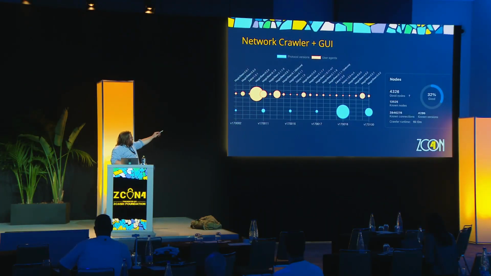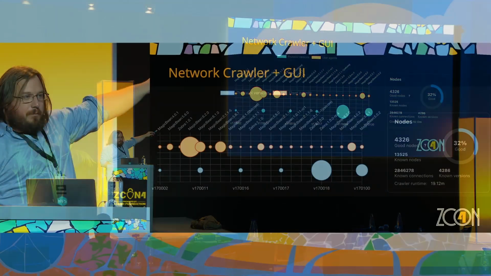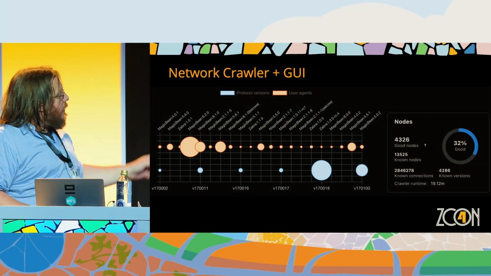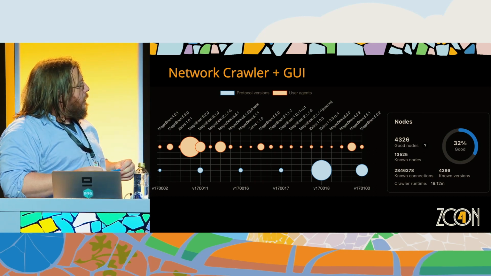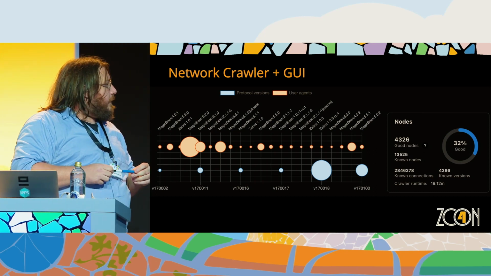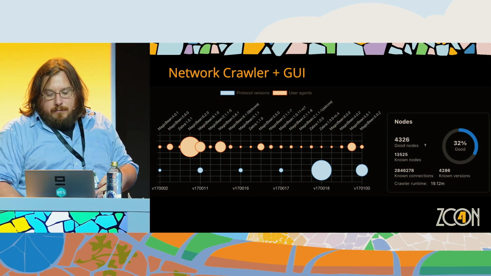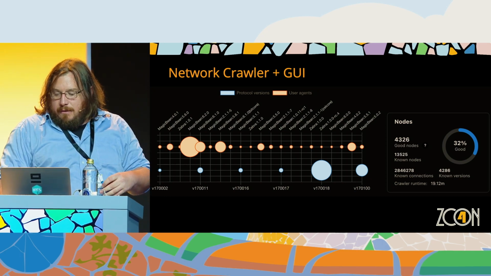This is an example of the GUI. What we have on top in the yellow is the user agent, so good to see everybody's up to date for the most part. Most of the people are on 6.2. And then the protocol version is mostly 170018 with some 100s mixed in there.